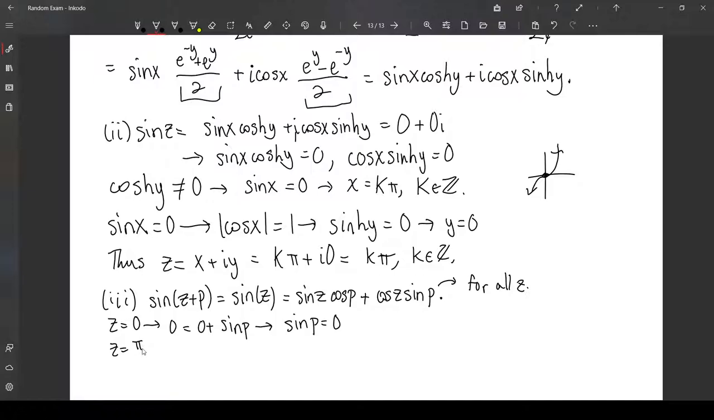To do that, I believe we can plug in z equals pi over 2, and that gives 1 equals cosine p plus 0. And so cosine p is equal to 1. Really, I could have gone without plugging in z equals 0; just plugging in z equals pi over 2 gives us that 1 equals cosine of p, and that's sufficient for p equaling 2k pi for k in Z.